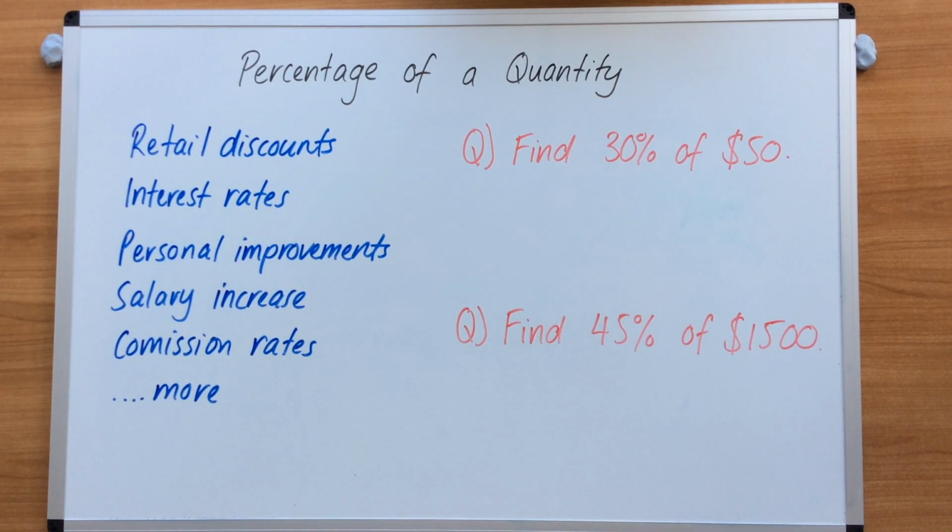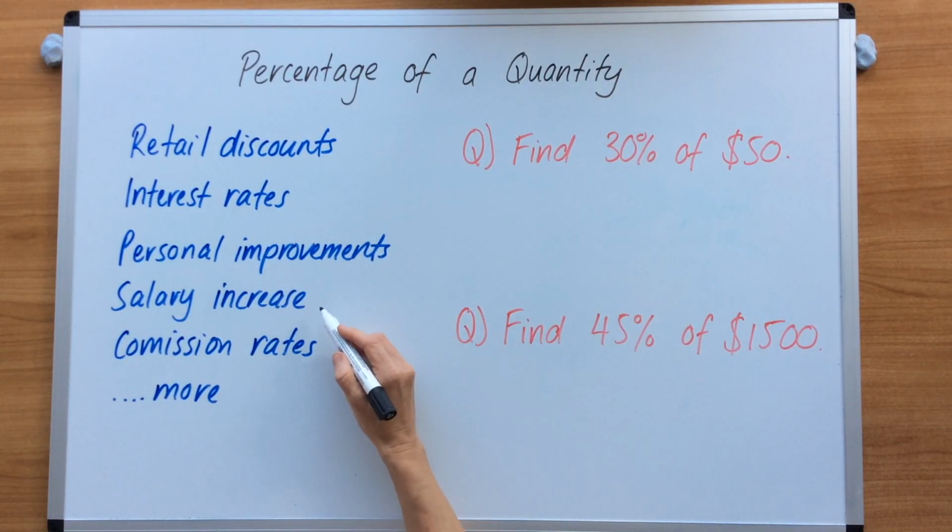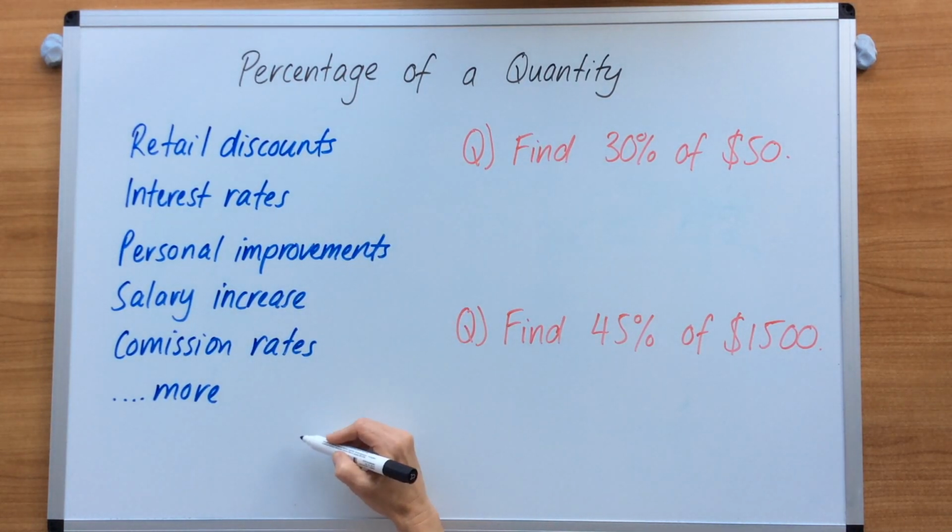In this video, we're going to focus on percentage of a quantity. So we're taking a number, most commonly a value in money, and we're finding a certain percentage of it. The uses for this are really good because you're going to find things like retail discounts, interest rates, personal improvements, salary increase, commission rates, etc. are all applicable to this, okay? Things you probably will come across in your life.